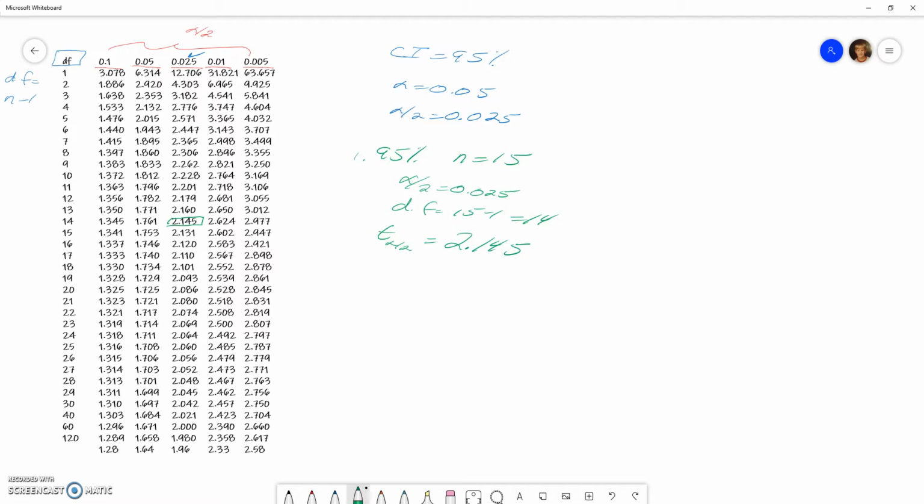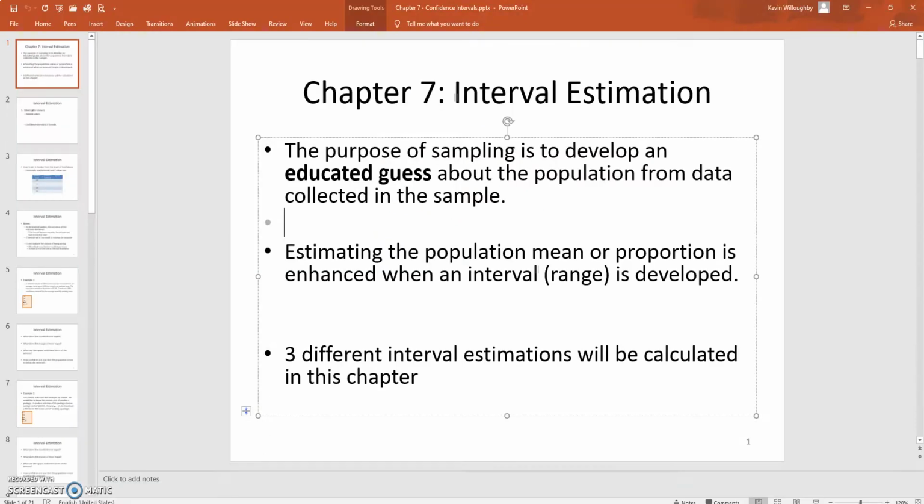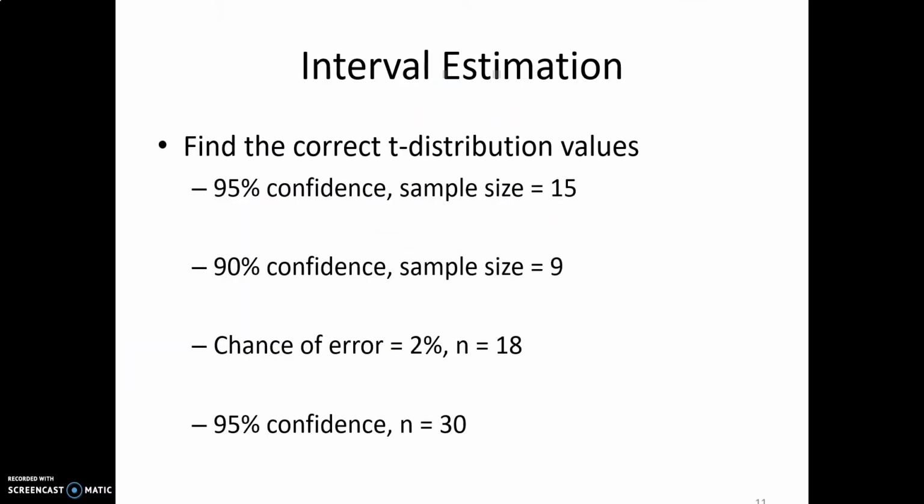Let's take a look at the other examples. 90% confidence, sample size is 9. We'll look at the other ones as well. Chance of error is 2%, sample size 18. 95% confidence, n equals 30 as our sample size. Okay.